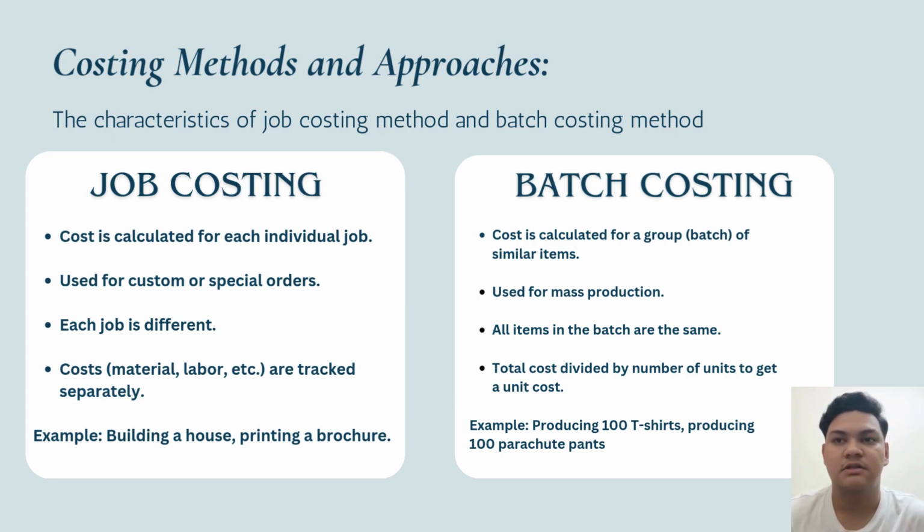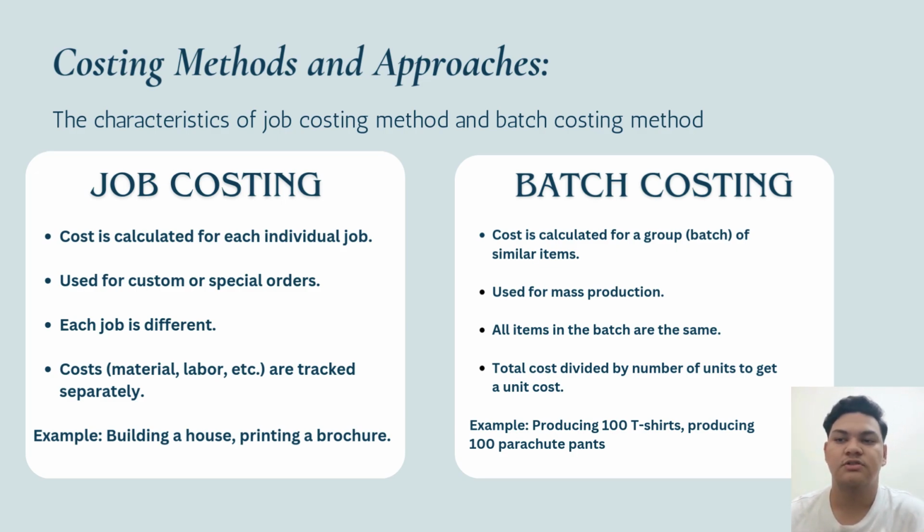This job costing method is frequently used if you are planning to build a house and also for printing a brochure. Next is the batch costing method, where the cost is calculated for a group or batch with similar items. All items in the batch are the same. For example, if you are producing t-shirts, this is suitable for batch costing.